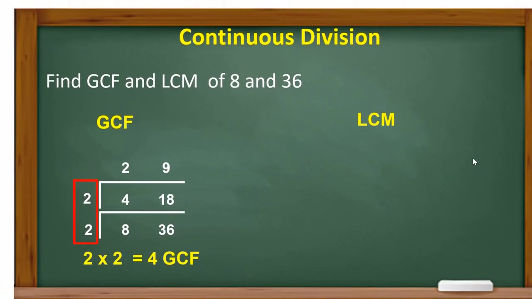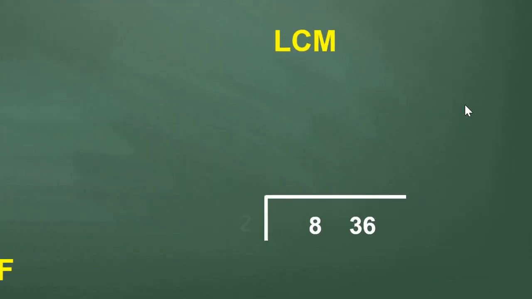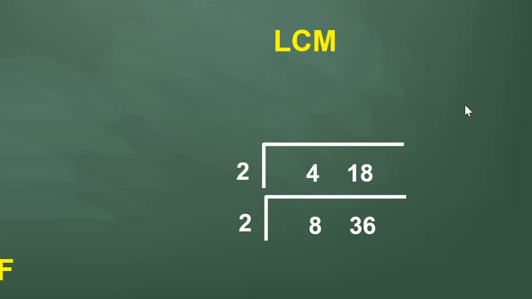How about the LCM of 8 and 36? So again, we think of a common factor that can divide both 8 and 36. 2. 8 divided by 2 is equal to 4 and 36 divided by 2 is equal to 18. Then think again of a factor that can divide both 4 and 18. 2 again, 4 divided by 2 is 2 and 18 divided by 2 is 9.